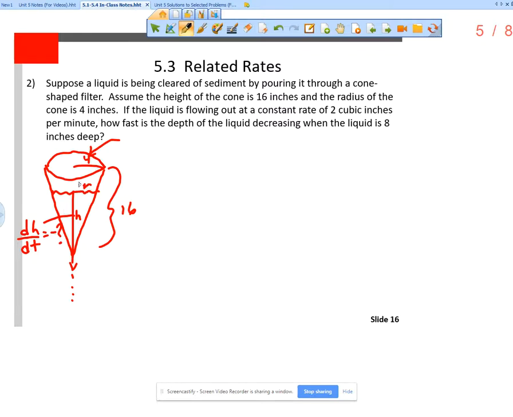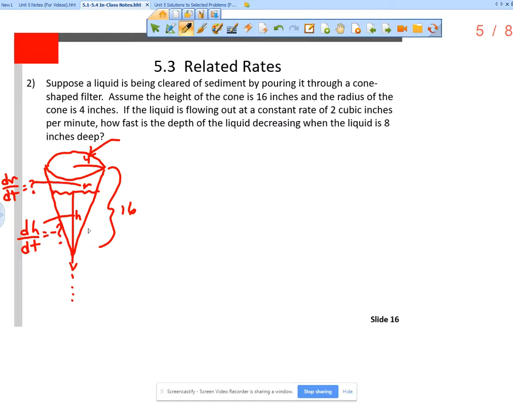Then the radius is changing, which would mean that there is some sort of dr/dt, the rate of change of the radius. That is something that we also do not know, but we actually don't need to know it, and I'll explain why. Now, what else do we have?